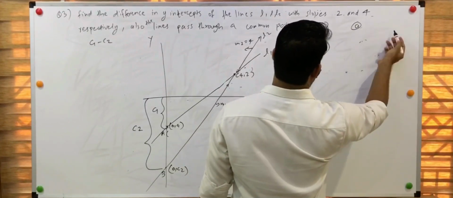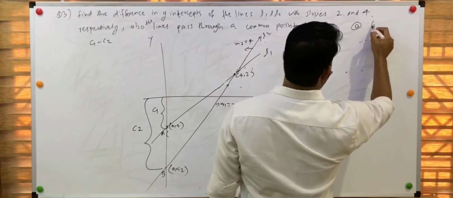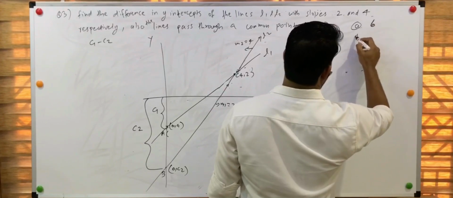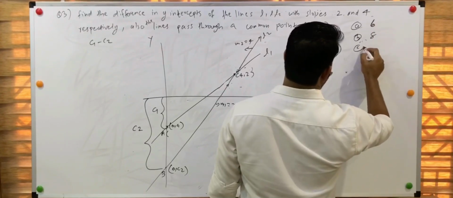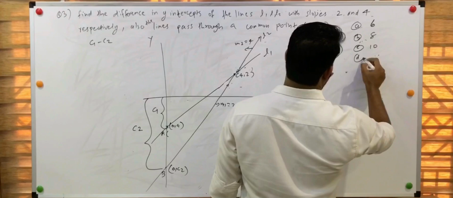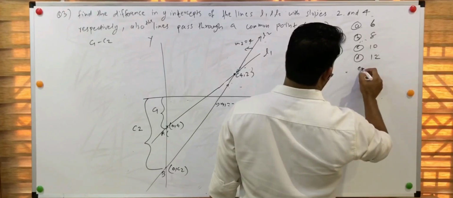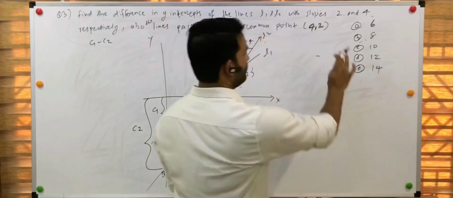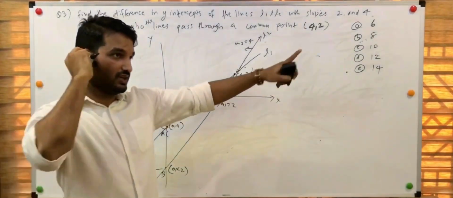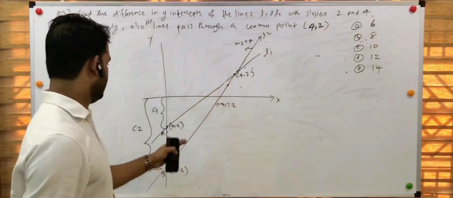Option A, 6, B 8, C 10, D 12, E 40. Those are the options. We need to choose the right option by solving this.